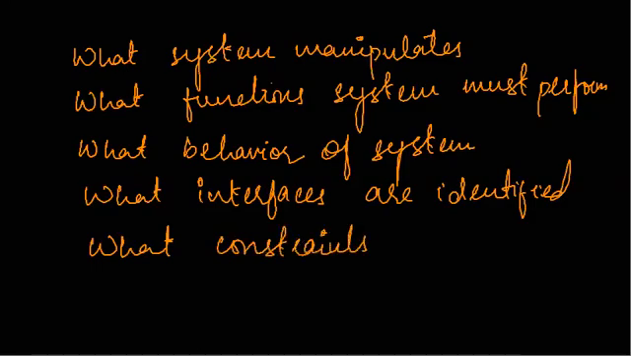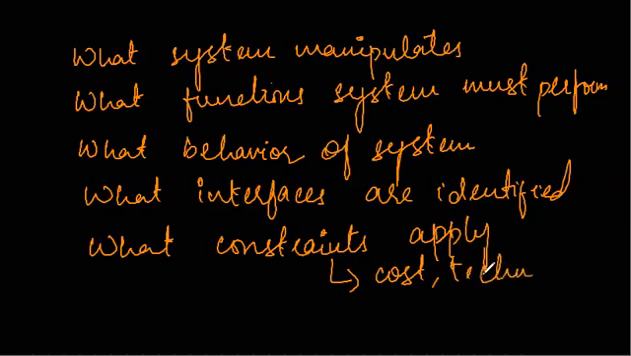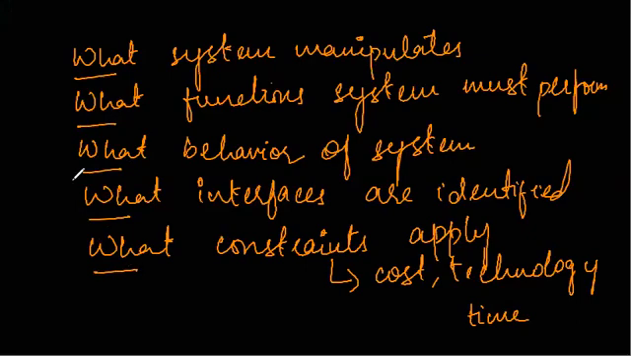Now these limitations can be on the cost. This can be a limitation of specific technology, that the software needs to be developed on specific technology, or it can be a limitation of time, that is the software needs to be developed within a specific amount of time. So you can see that all the questions are focusing on what is done. So this analysis model is going to focus on what is done, but not how it is done.